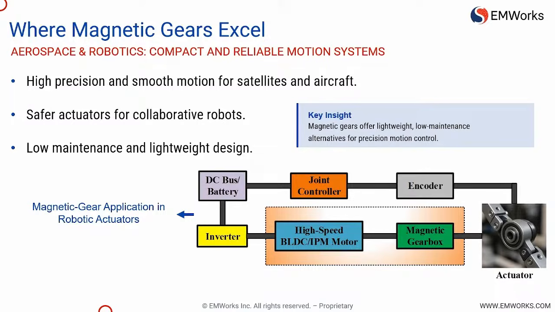In these fields, even the smallest vibration or mechanical backlash can affect the performance. So magnetic gears provide an elegant solution by transmitting torque smoothly and without contact, delivering high-precision and quiet motion, which is ideal for satellite positioning systems, aircraft actuators, and robotic joints. These applications require extremely accurate control.